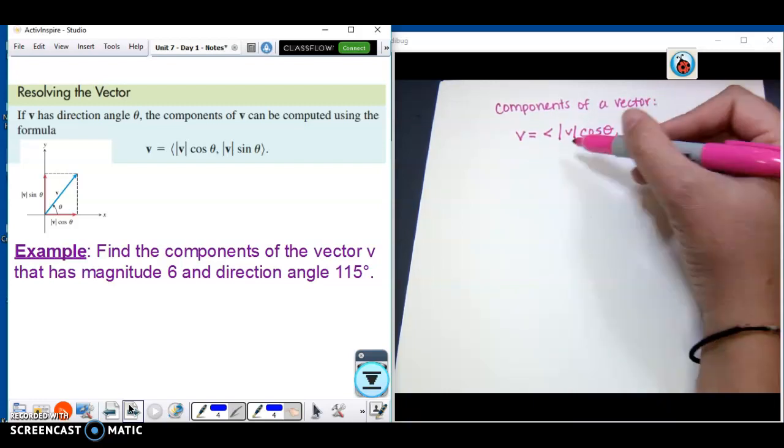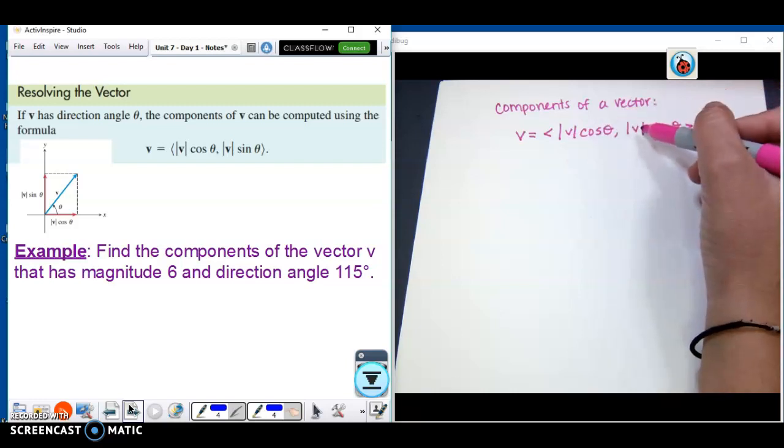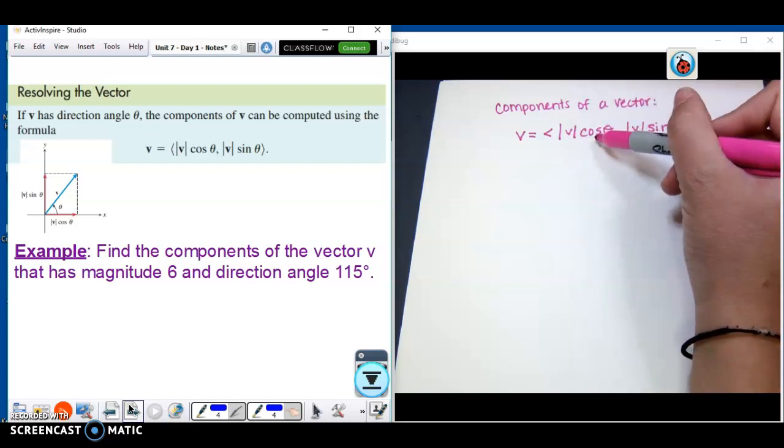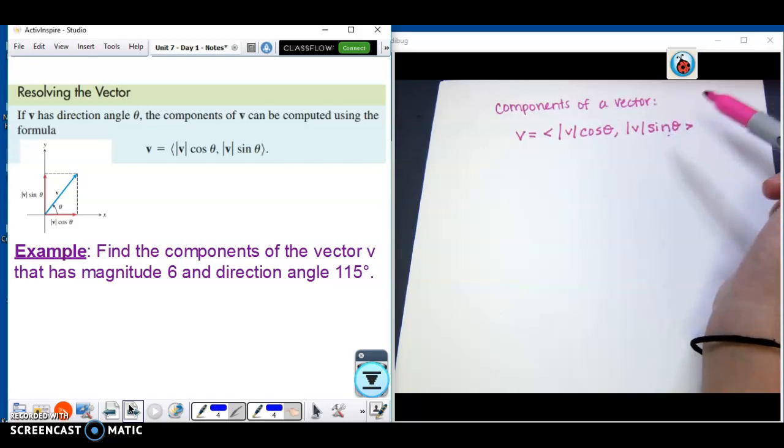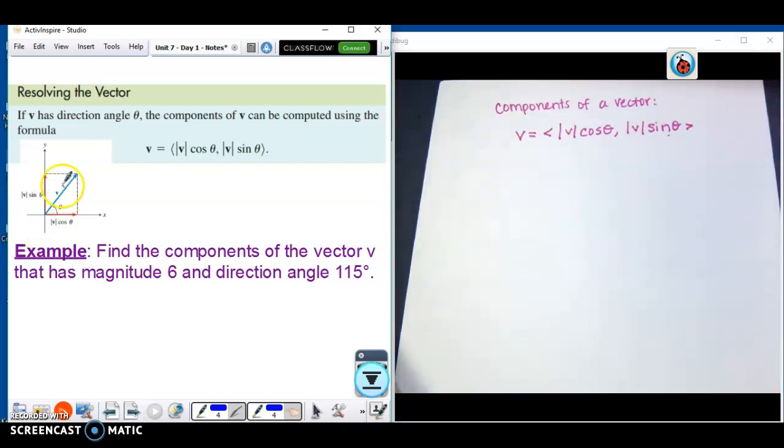So where does this come from? Magnitude represents the length, the length of the vector. Cosine goes with your x value, sine goes with your y value. So on your unit circle, remember, cosine goes with the x, sine goes with the y. So that is where that comes from. So if you're looking at this picture over here, magnitude tells you how long the vector is. Cosine would be coming from the x part, whereas sine would be coming from the y part.